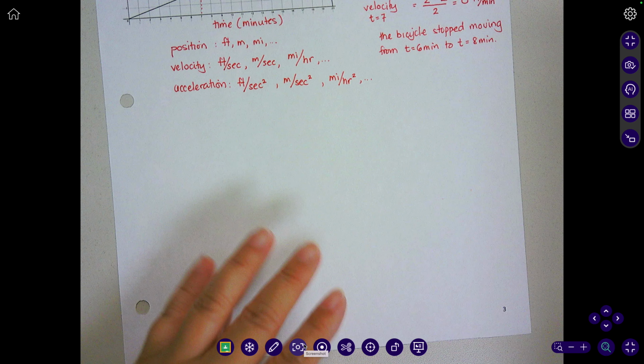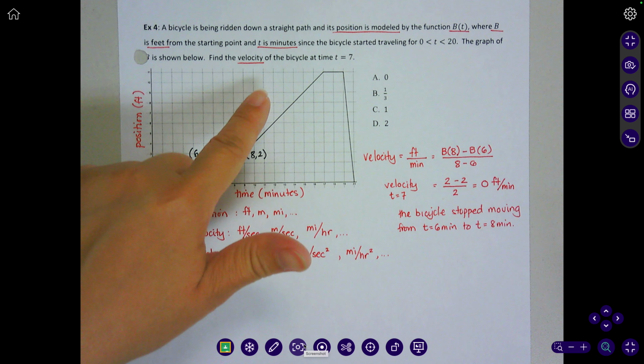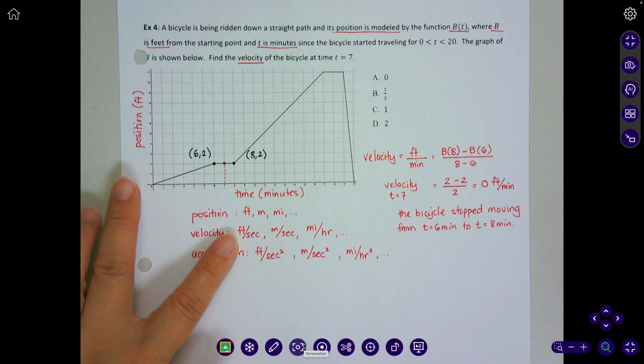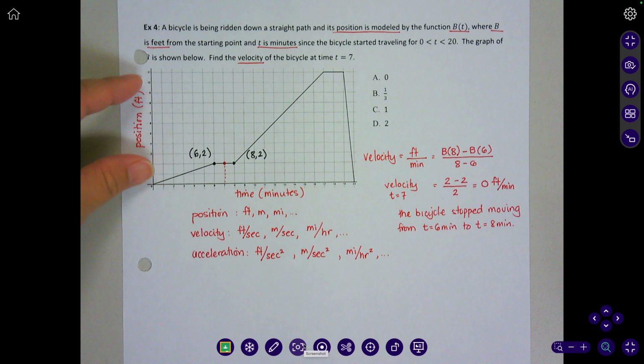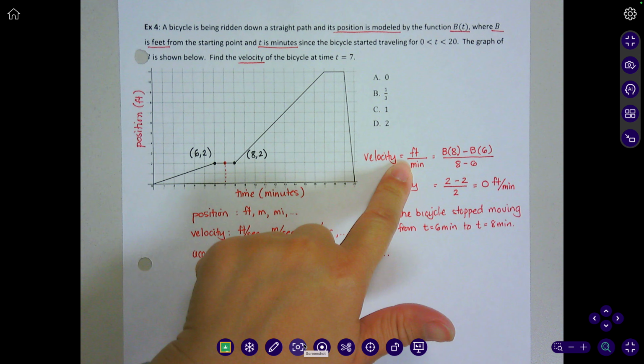Same thing here. This is the last example that we have. If I want to find the velocity at 7, we know position measures length. Velocity measures the rate of change between length and time, so feet over second or meter over second. So if you want velocity given position, which is this graph, you want to take the change in y divided by the change in x, which will give you velocity.